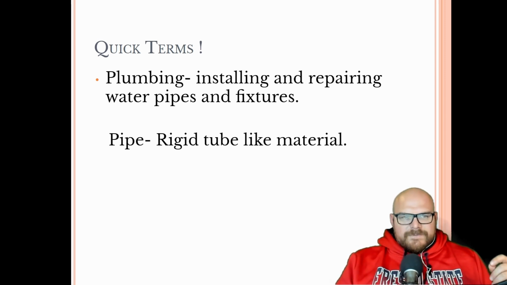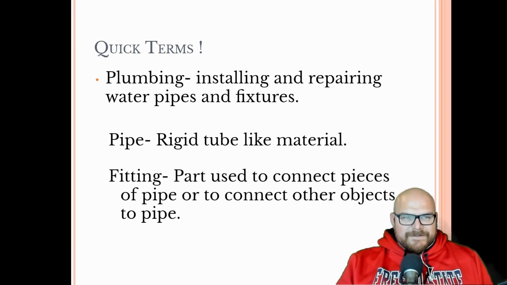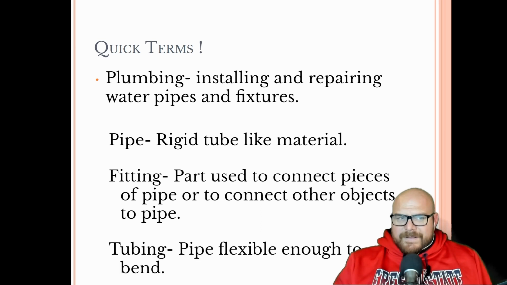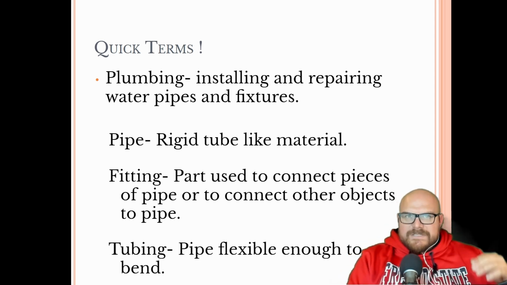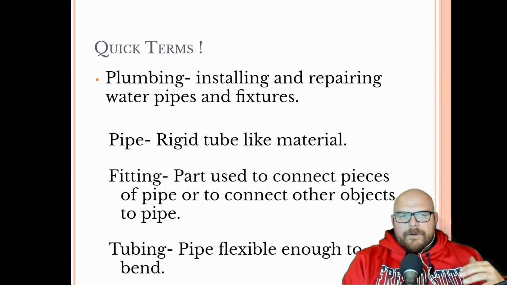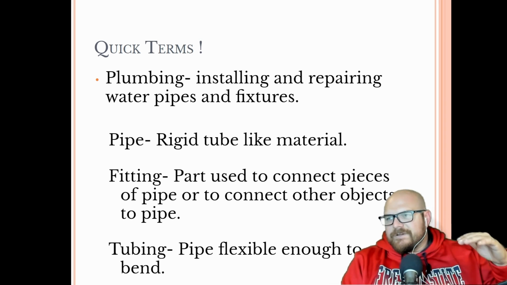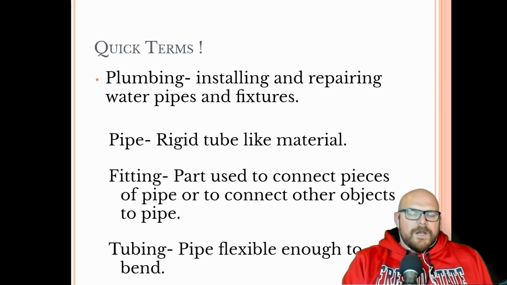There's really two terms we use. We use pipe and fittings, and then we also have tubing. Pipe is stuff that is rigid, so it's not going to be flexible at all. It's going to be pretty straight. You're not going to be able to bend, flex, or move it around.